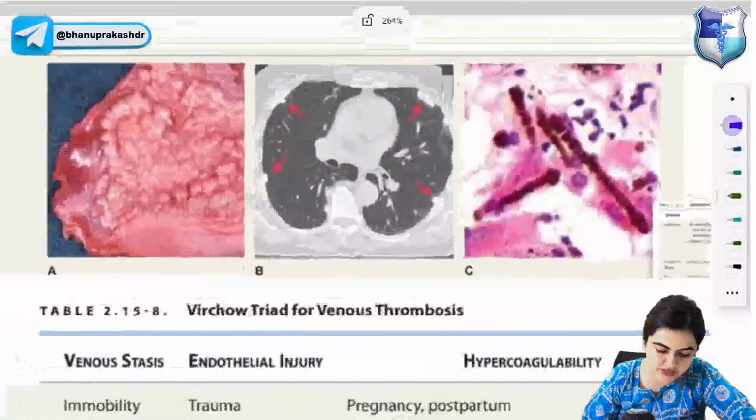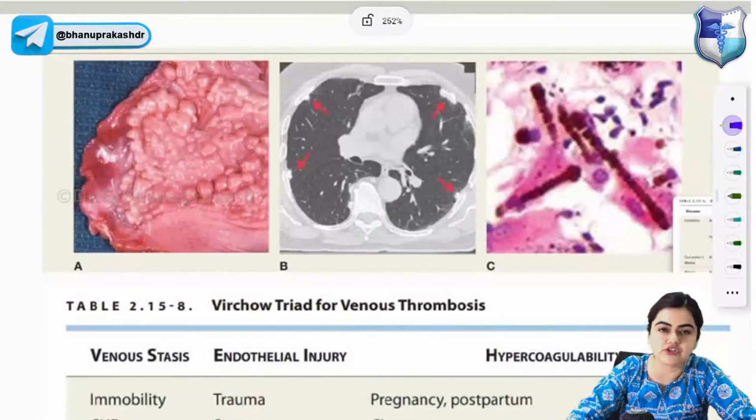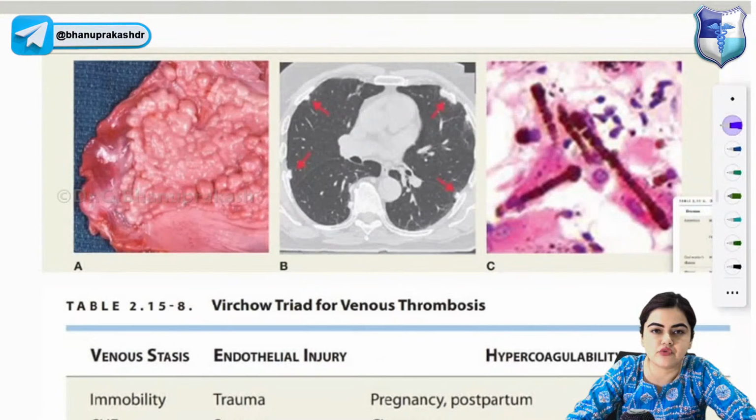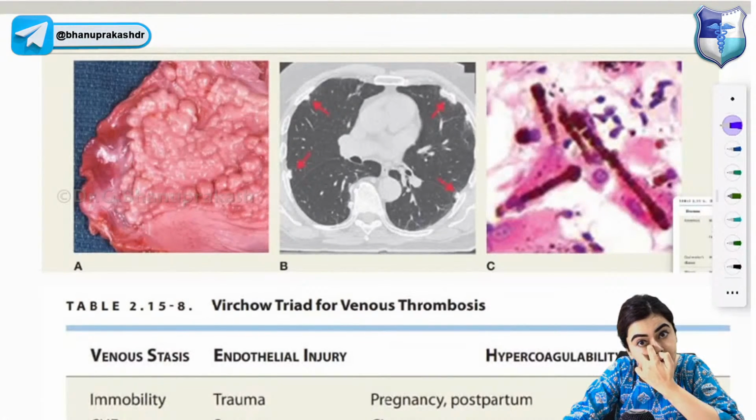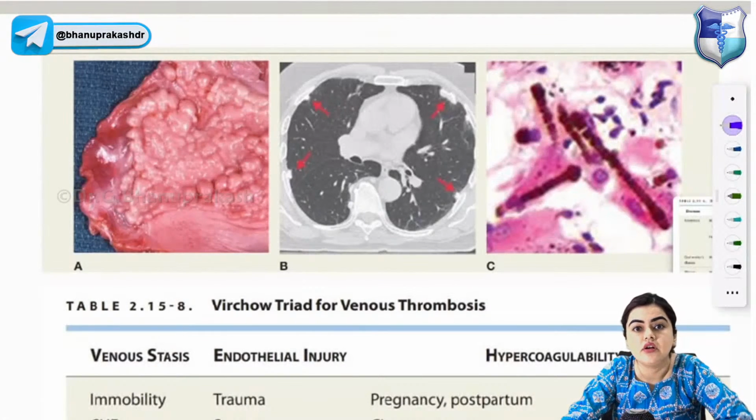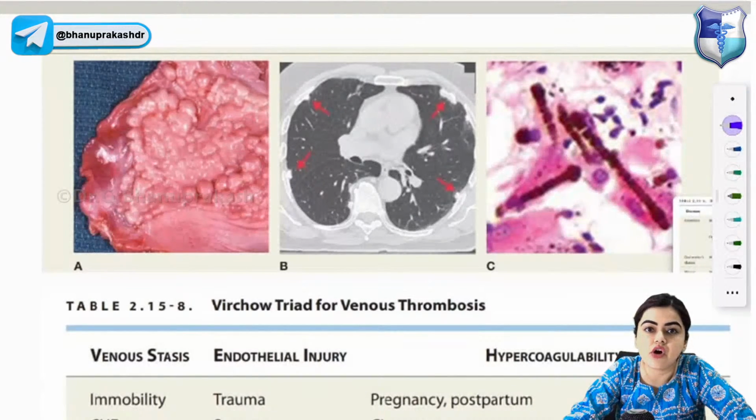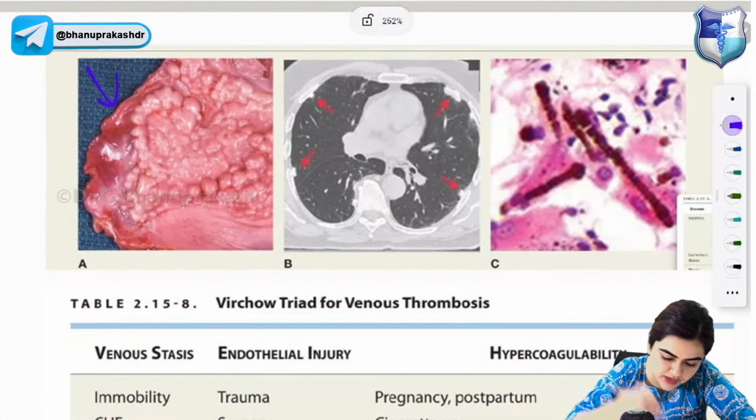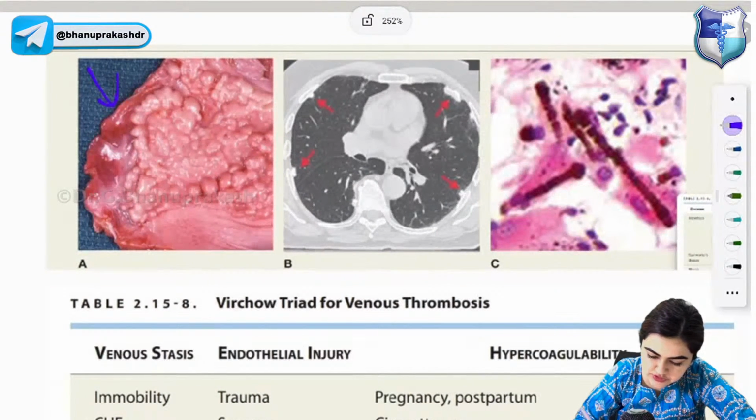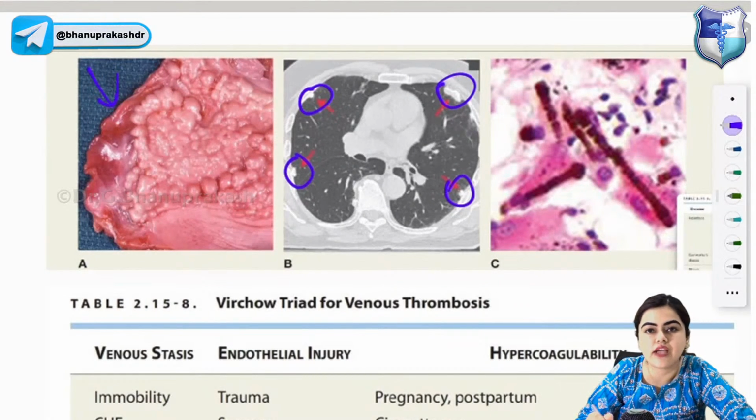Let's see the different images associated with pneumoconiosis. What is this first image showing you? The first image is of the pleural plaques in asbestosis. These are calcified pleural plaques that you get in asbestosis. This CT image shows calcified pleural plaques in asbestosis.